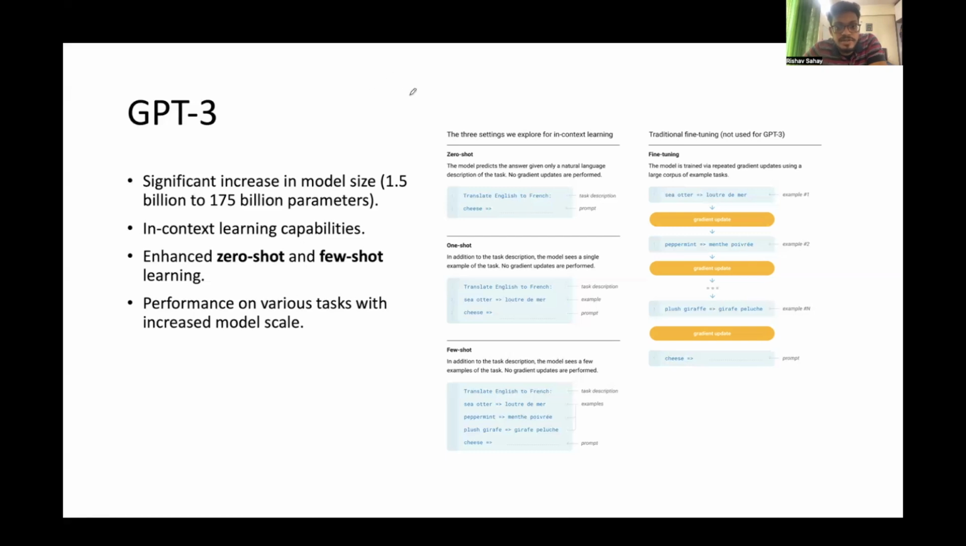This is different from the traditional fine-tuning method, which is not used for GPT-3. In traditional fine-tuning, an example or exemplar is used to do a gradient update on the model, where the weights of the model are updated. This leads to increased cost, needs a lot of labeled data, and can lead to catastrophic forgetting.